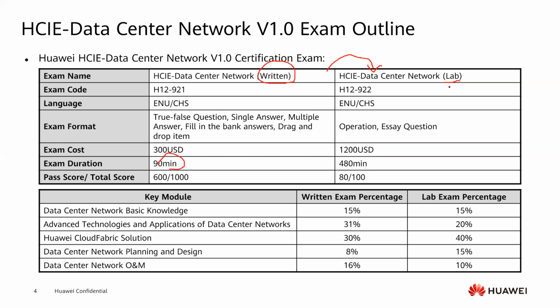And in the lab exam, you have the operation part and also the essay question. This exam will take you 8 hours. When you get a score over 80, that means you have passed the lab exam. And after you have passed these two exams, that means you have passed this certification, so you can get the certificate of the HCIE DCN.